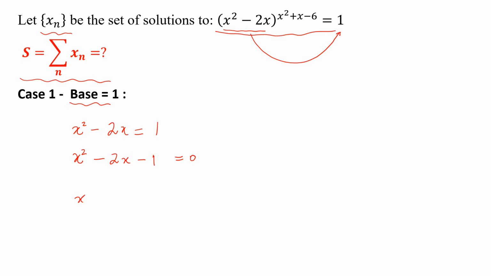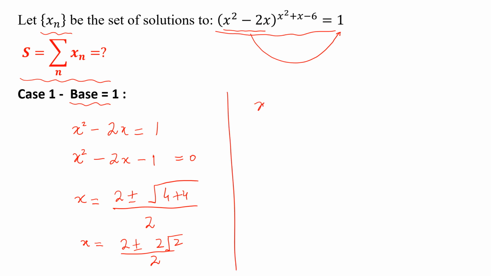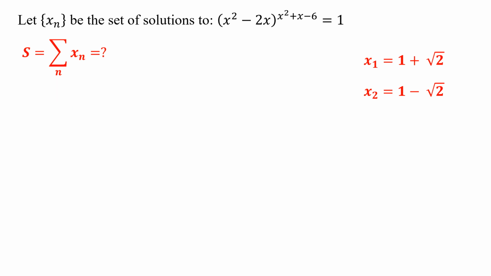And by quadratic formula, we can write x equal to 2 plus minus square root of 4 plus 4 divided by 2. If we simplify this, we get 2 plus minus square root of 8, and this is equal to 2 plus minus 2 square root of 2 divided by 2. By taking 2 common from the numerator, we will get 1 plus minus square root of 2. So the two roots of this equation are 1 plus square root of 2 and 1 minus square root of 2. The second case is if we take the exponent as 0.